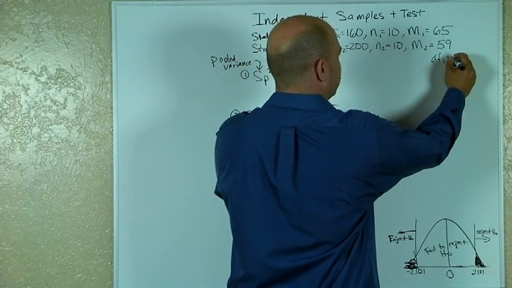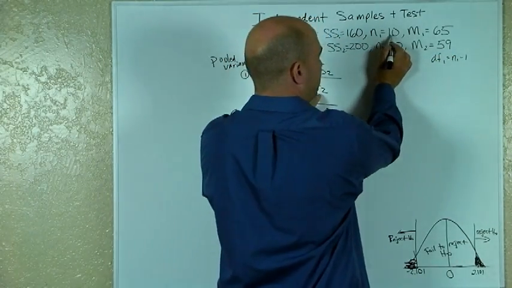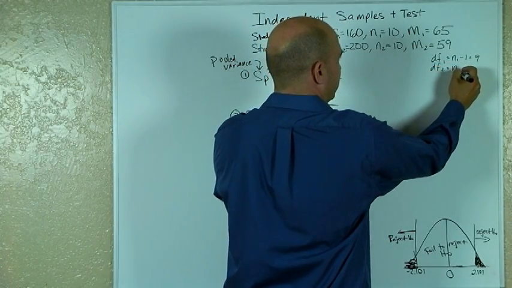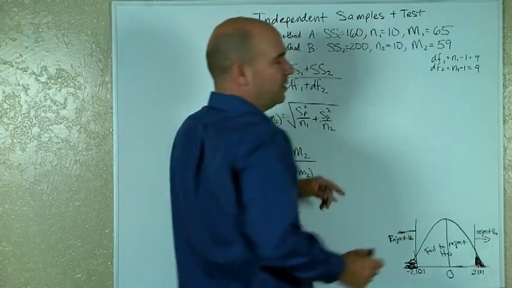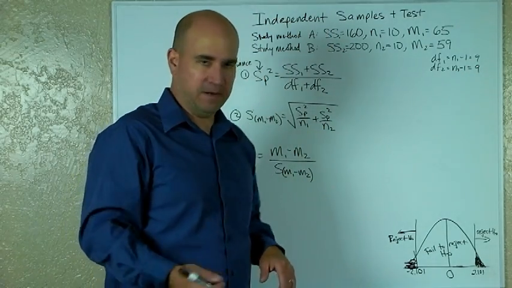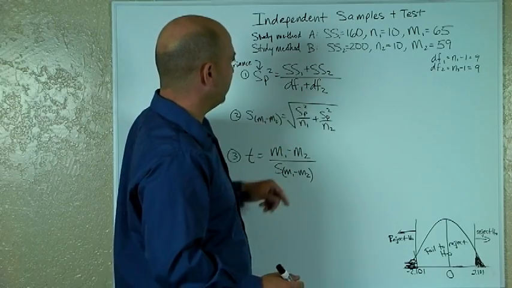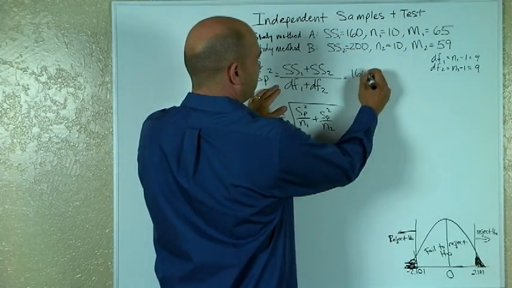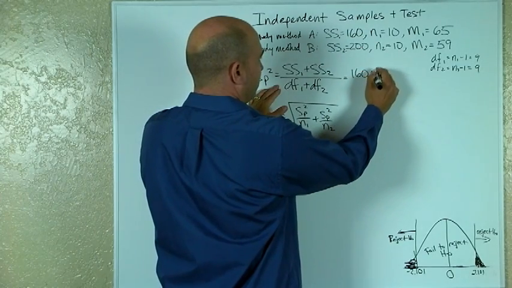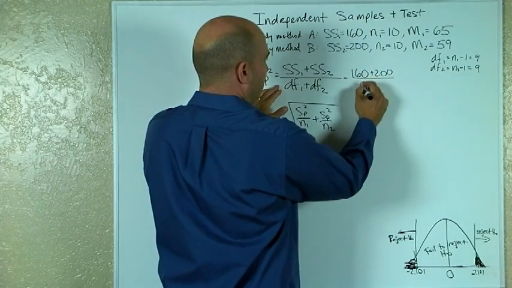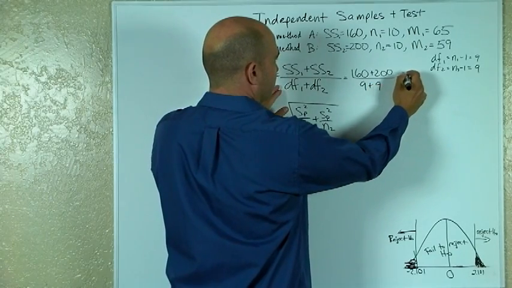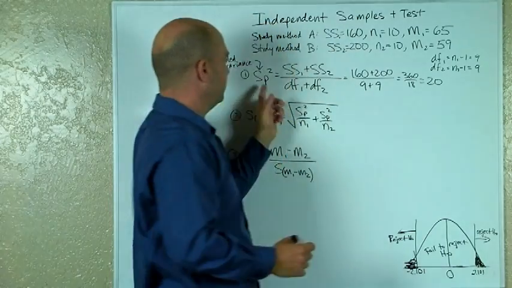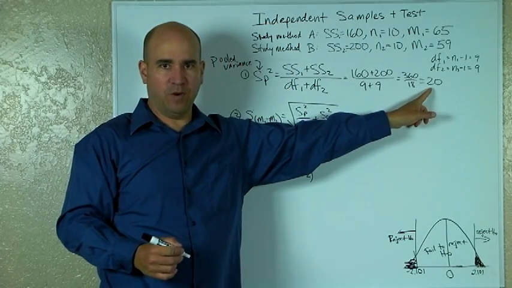df1 is just equal to n1 minus 1, which is 10 minus 1 or 9. df2 is equal to n2 minus 1, which is also 10 minus 1 or 9. So here we're going to have 9 plus 9. And we'll find our sums of squares up here. So we have 160 plus 200 over 9 plus 9, which is 360 over 18, or that is equal to 20. So the pooled variance is equal to 20.